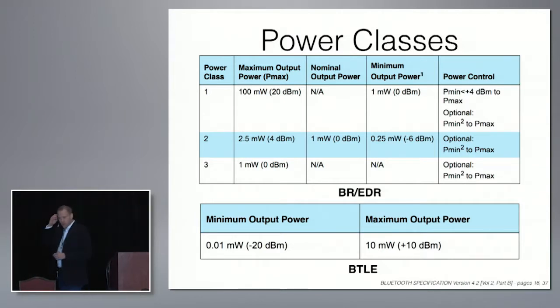Bluetooth low energy can operate from 1/100th of a milliwatt all the way up to 10 milliwatts. Okay, so as you can see, the channels and the power are different depending on if you're using classic Bluetooth or if you're using BLE.